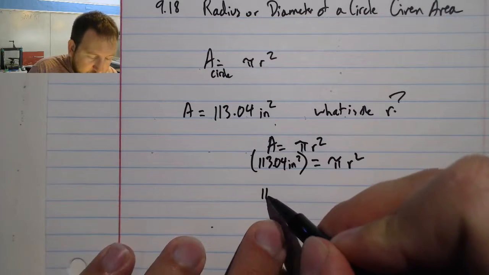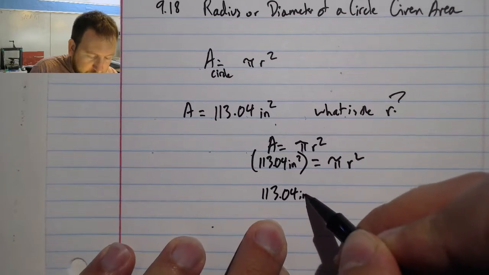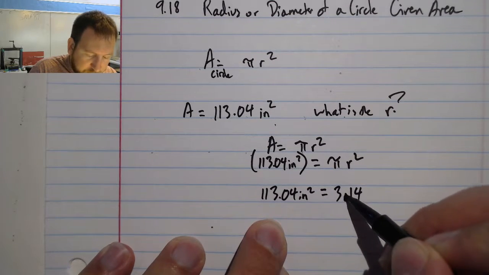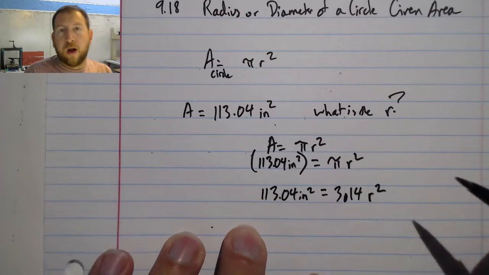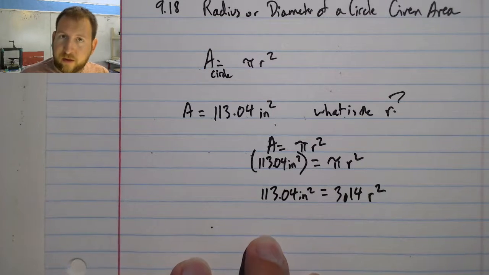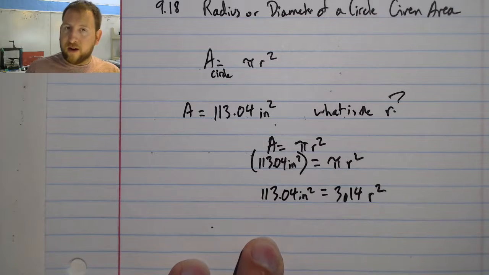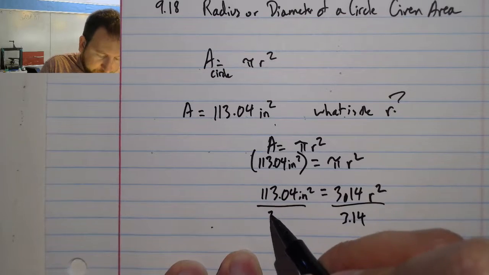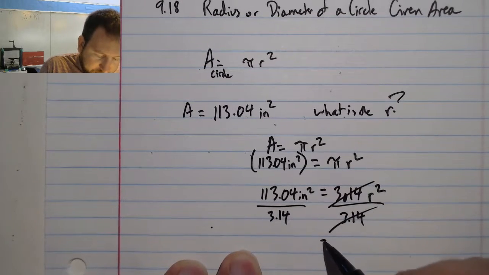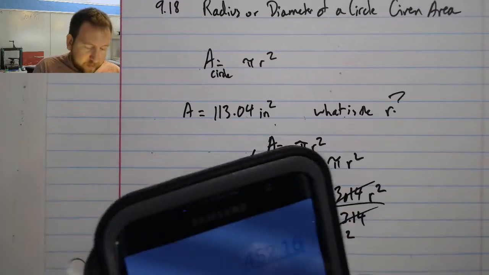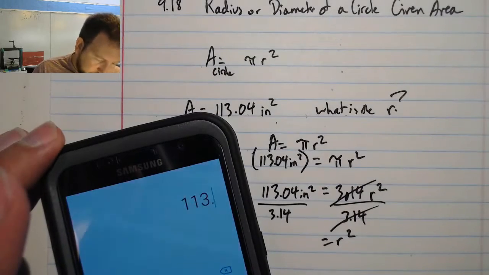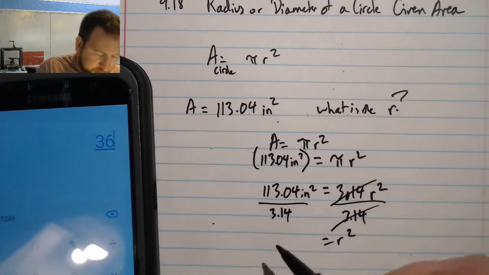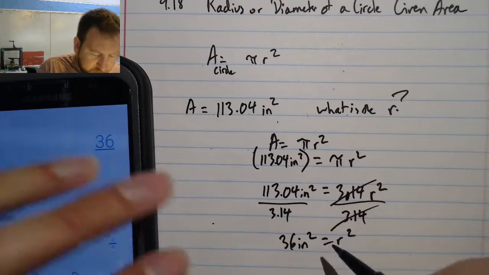So I've got 113.04 inches squared equals 3.14 times r squared. Well, using my simple algebra rules, I'm going to try to isolate r so I can get to it. So in this case, I'm going to divide both sides by 3.14. Cancels out. I have r squared. And then I would do 113.04 divided by 3.14 is equal to 36 inches squared.